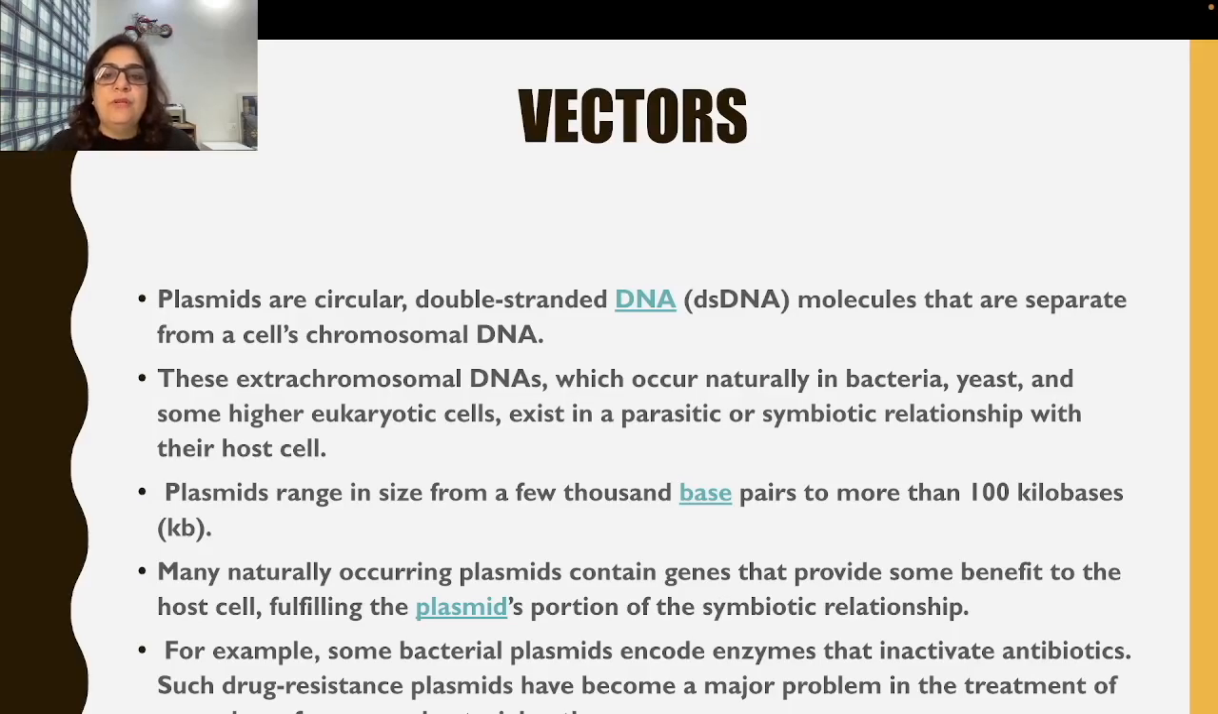These are the extra chromosomal DNA which occur naturally in bacteria, yeast, and some higher eukaryotic cells, and exist in a parasitic or symbiotic relationship with their host cell. Plasmids range in size from a few thousand base pairs to more than 100 kilobases. Most naturally occurring plasmids contain genes that provide some benefit to the host cell, fulfilling the plasmid's portion of the symbiotic relationship. For example, some bacterial plasmids encode enzymes that inactivate antibiotics, and such drug-resistant plasmids have become a major problem in the treatment of a number of common bacterial pathogens.